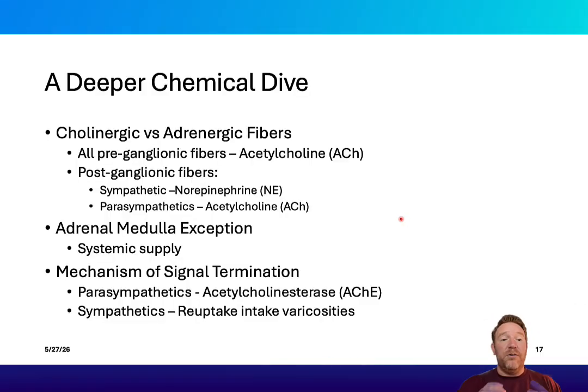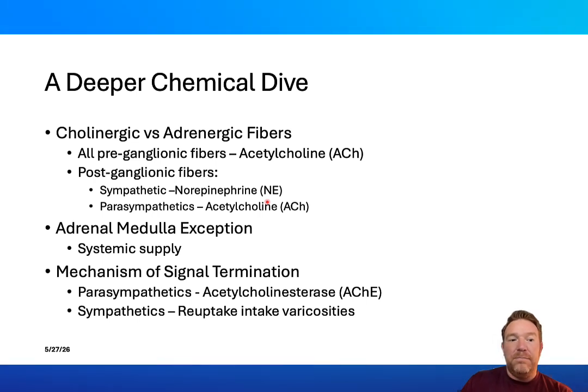Just to go on for a deeper chemical dive here, you're going to have cholinergic and adrenergic fibers. All preganglionic fibers are going to be acetylcholine. Now, this is a little different because we just said that parasympathetics are acetylcholine. We're talking about preganglionic fibers. Preganglionic fibers are all acetylcholine. It's the postganglionic fibers that work a little bit differently. Sympathetics are going to have norepinephrine, though the only difference is with the adrenal medulla. That's going to dump epinephrine into the system. But if we're talking about the nerves, that's going to be norepinephrine. For parasympathetics, it's acetylcholine.